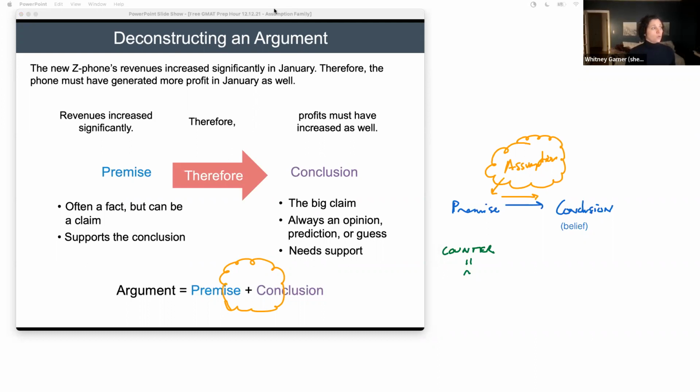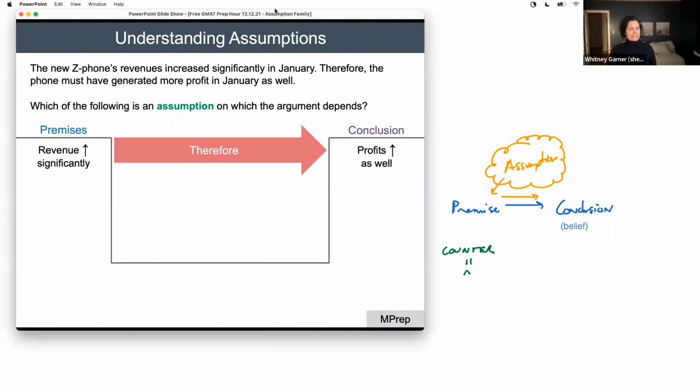All right, so we've got our Z phone. Our premise in this case is that revenues have increased significantly. And the conclusion is that profits clearly must have gone up as well, obviously, clearly. That must be the case. So if I were asked, for example, which of the following is an assumption, we might start to look around and think, what do we have to assume? What has to be true? So before we go there, I think that often for assumptions, we struggle when we first start to grapple with assumptions because it's not clear what has to be true. What we need to be true.